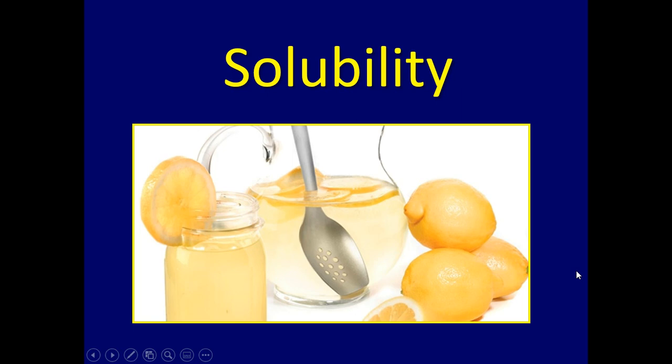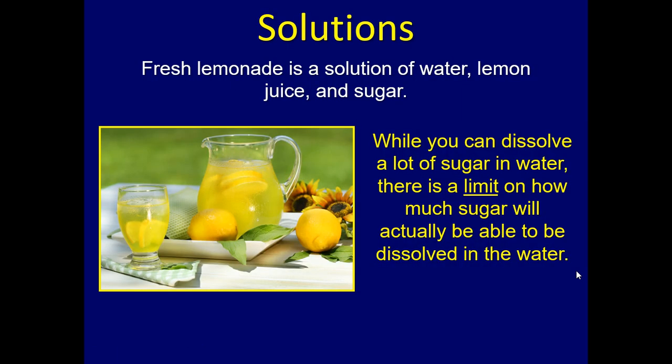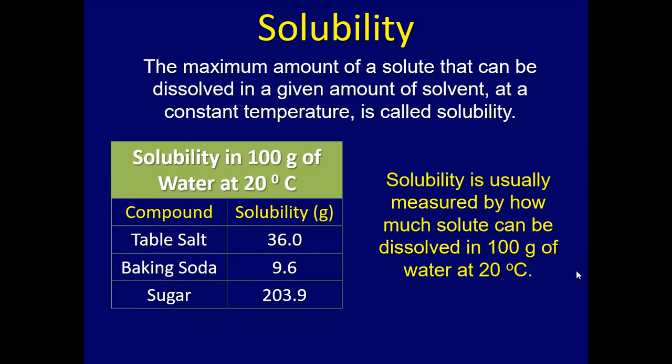So this is a lesson on solubility. Fresh lemonade is a solution of water, lemon juice, and sugar. Now while you can dissolve a lot of sugar in water, there's actually a limit on how much sugar will be able to be dissolved in the water. You probably have seen this when you've put too much sugar in hot tea or in hot coffee, and a lot of that sugar just sits at the bottom because it was unable to be dissolved. You went over the limit.